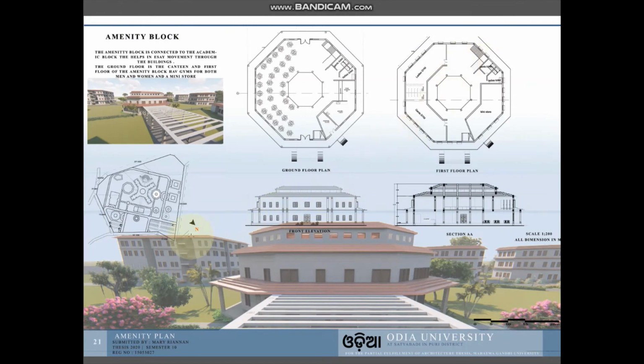Amenity block. The amenity block has 2 entrances, one towards the hostel and the other towards the academic block. The ground floor plan of the cafeteria has a kitchen and seating areas. The first floor has a gym for both men and women and a mini store.